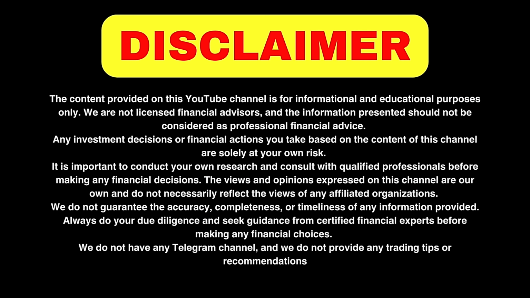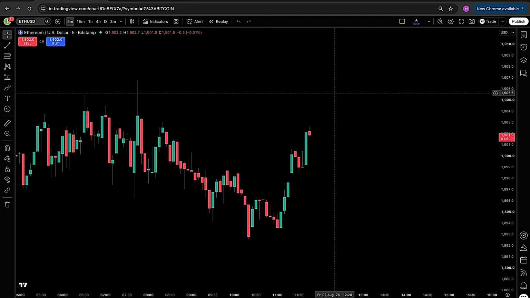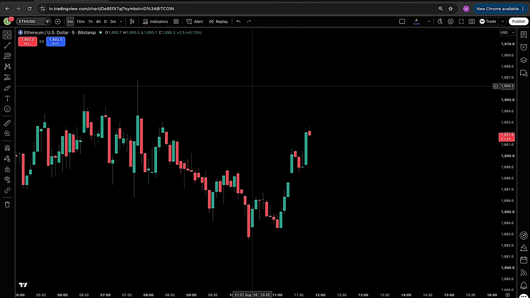First, here you can see we are using the Ethereum USD chart. You can plot this indicator on whichever market chart you trade on. The time frame we are using here is the 5-minute time frame. You can also use 3 minutes or 15 minutes, but since I will be doing this for a shorter duration, I will use the 5-minute time frame. Now let's add the indicators.